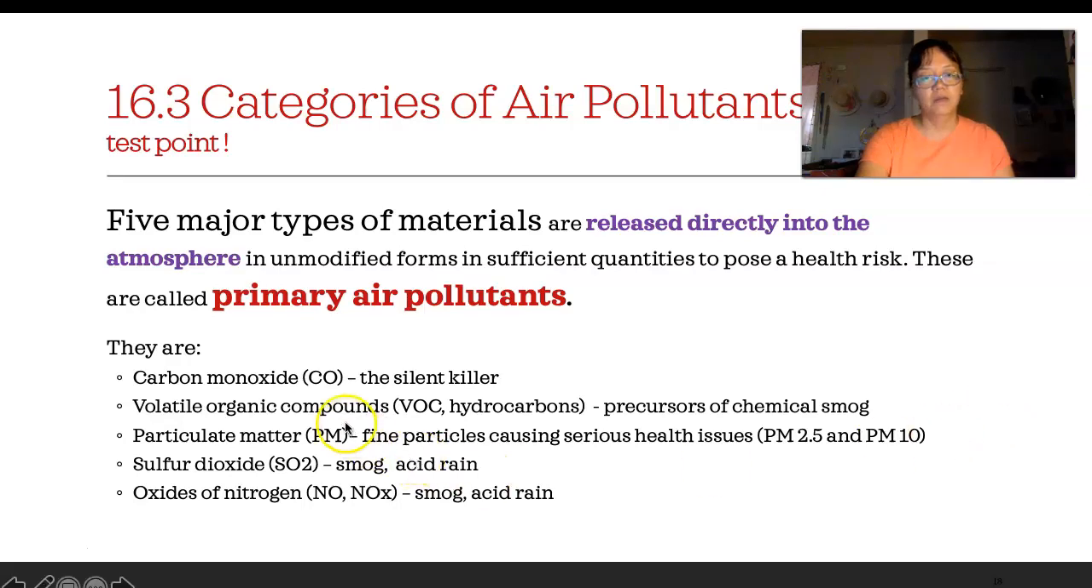They are carbon monoxide, the silent killer, VOC, the precursors of chemical smog, the particulate matter, the fine particles causing serious health issues. We'll have a lab thoroughly studying this. And the sulfur dioxide, which contributes to smog and the forming of acid rain, and oxides of nitrogen. So those NOx form smog and acid rain, and do a lot of harm to human health also.